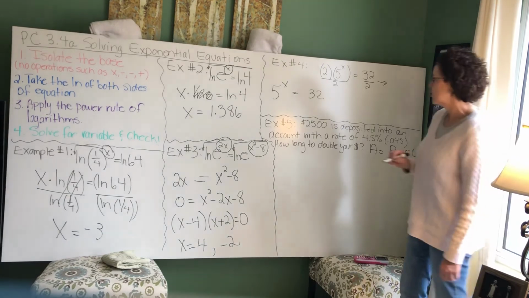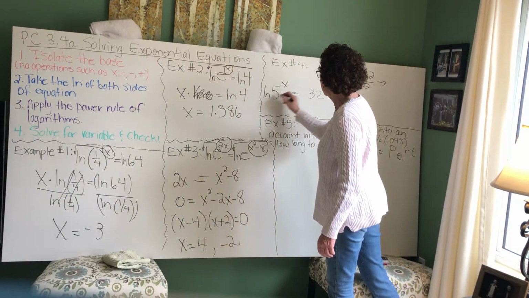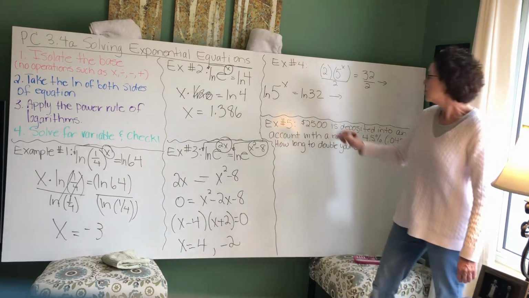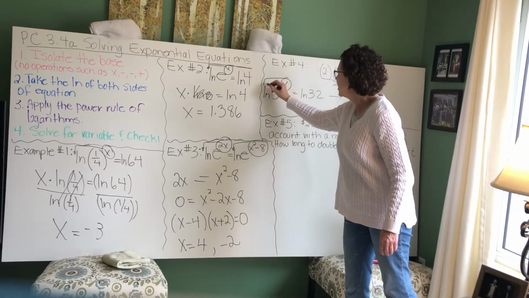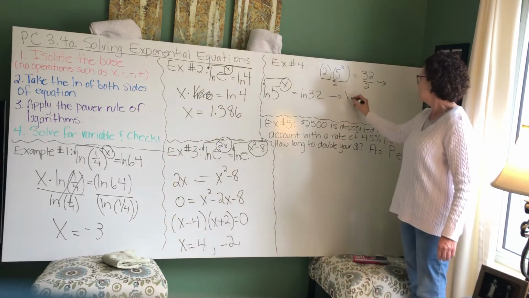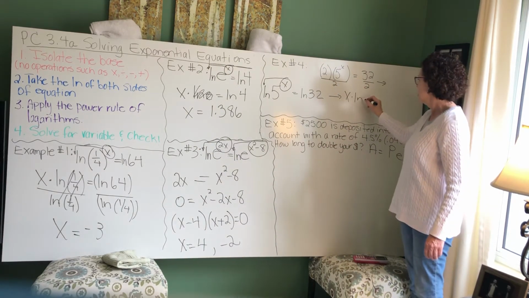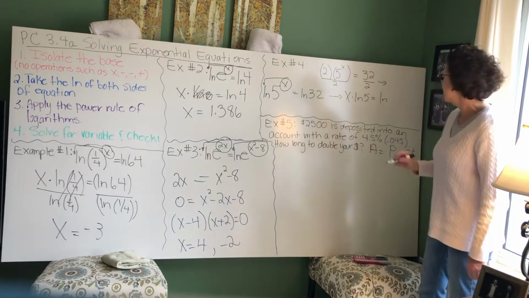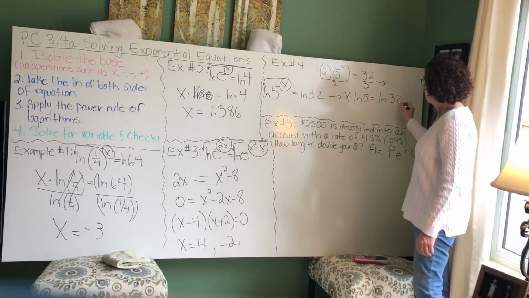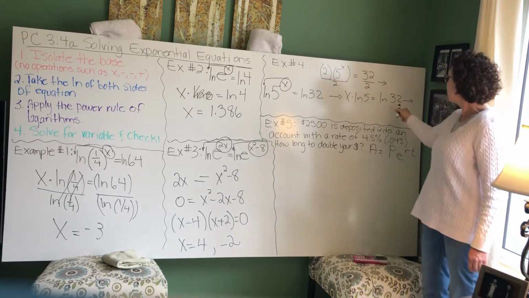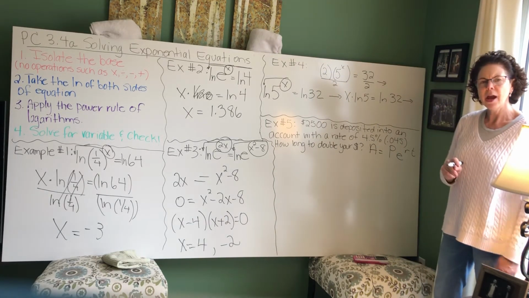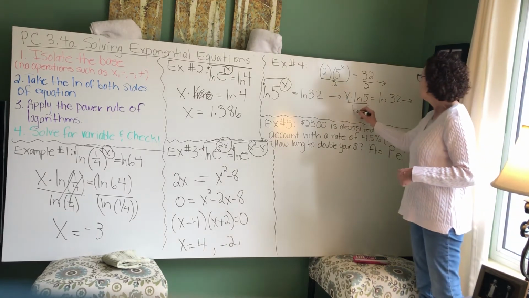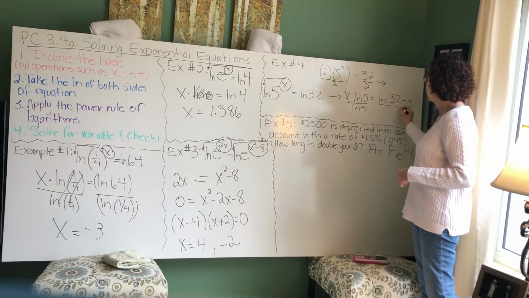Let's take the natural log of both sides. Let's bring our x out front and multiply it by the natural log of 5. And that equals the natural log of 32. Again, you're welcome to get both of these from your calculator, but let's put everything on one side and do the math at one time. Let's divide by the natural log of 5.